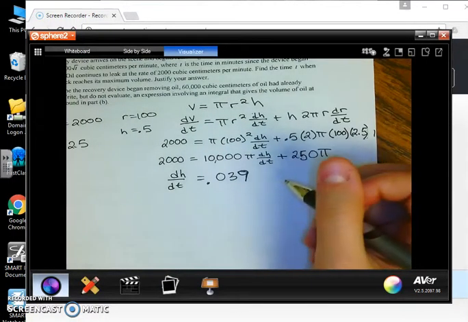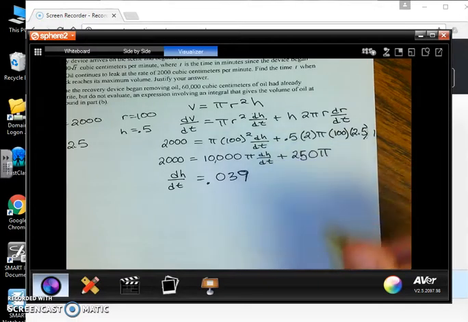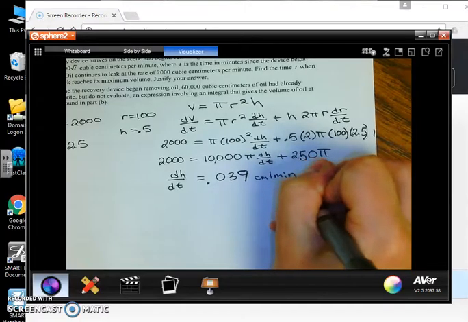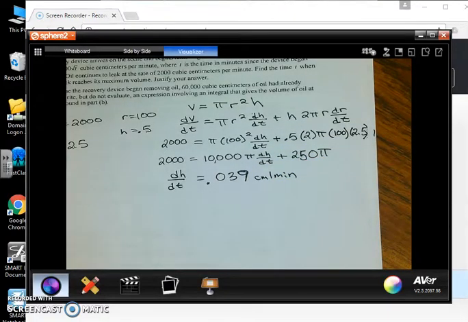Now this one didn't say indicate units in your answer. This would be in centimeters per minute though. So the height is changing, the height is centimeters per minute. Make sure that you're rereading the questions just to make sure you're answering the full question, because sometimes they count the units and sometimes they don't, depending on the question.